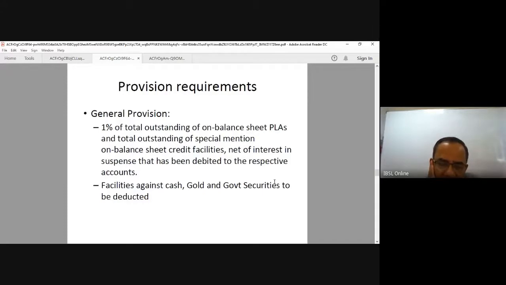Right. The other one is specific provision. Now, specific provision only we will have to look at, depending on the different stages a facility in a loan is in, how much of provision to be made.